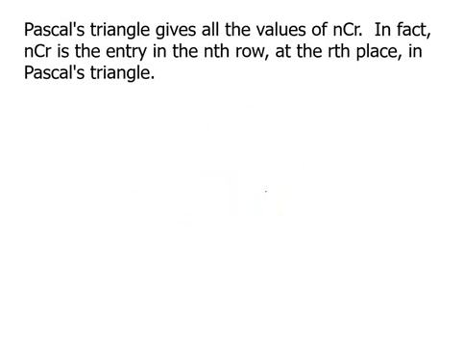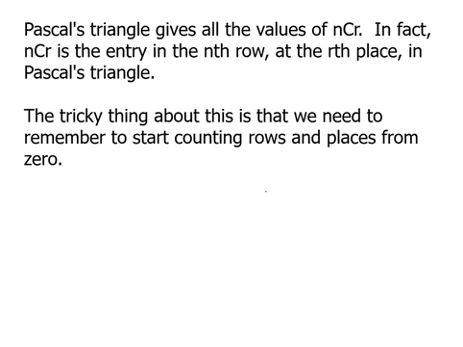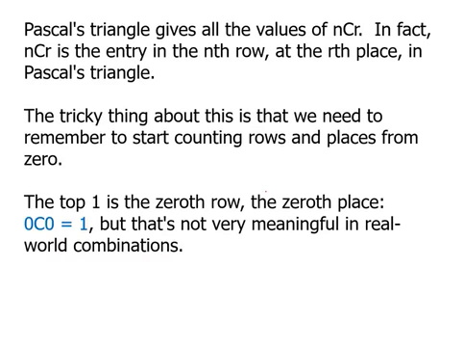Pascal's triangle gives all the values of n choose r. In fact, n choose r is the entry in the nth row at the rth place in Pascal's triangle. The tricky thing about this is we need to remember to start counting rows and places from 0. The top one is the 0th row, 0 place.